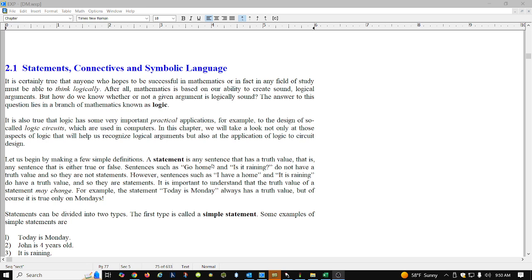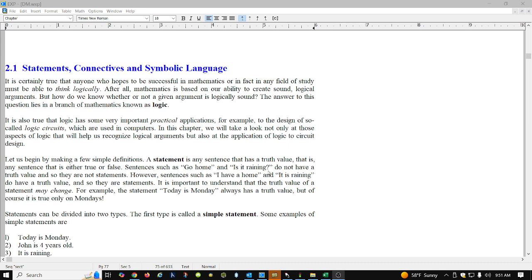A statement is any sentence that has a truth value, true or false. Now, some sentences, such as "go home" and "is it raining," don't have a truth value. "Go home" is a command. "Is it raining" is a question. So these are not statements. But "I have a home" or "it is raining," those do have a truth value. And so they are statements.